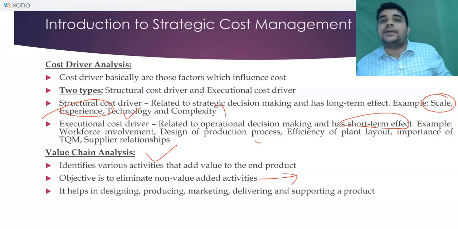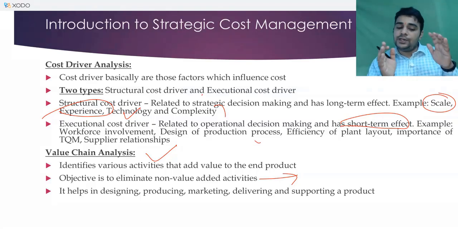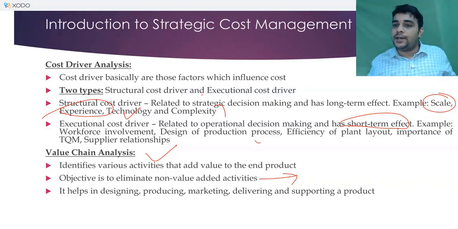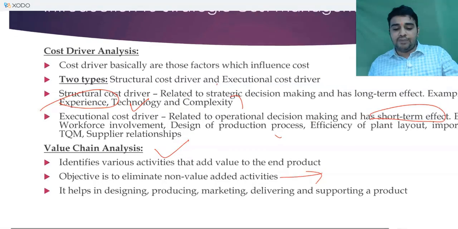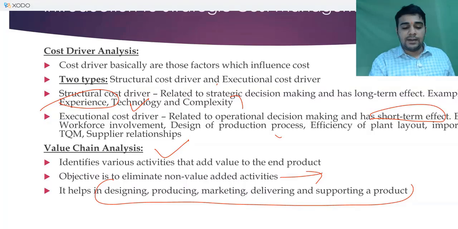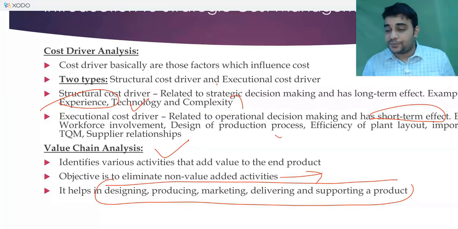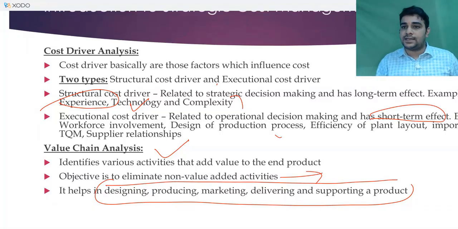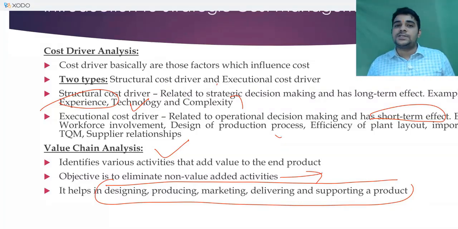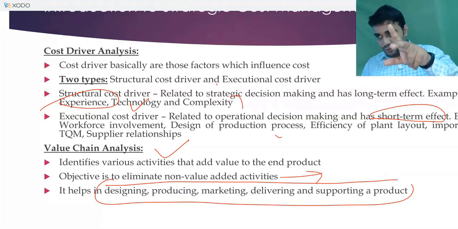Value chain analysis will try to analyze all the activities an organization does and try to eliminate your non-value added activity. It can basically include all of this: designing a product, producing it, marketing it, delivering it, supporting it. Supporting is sales and service. Once your product has reached the end customer, some customers will still have issues, they will come back. So your activities can be broadly categorized into two: primary activities, support activities.